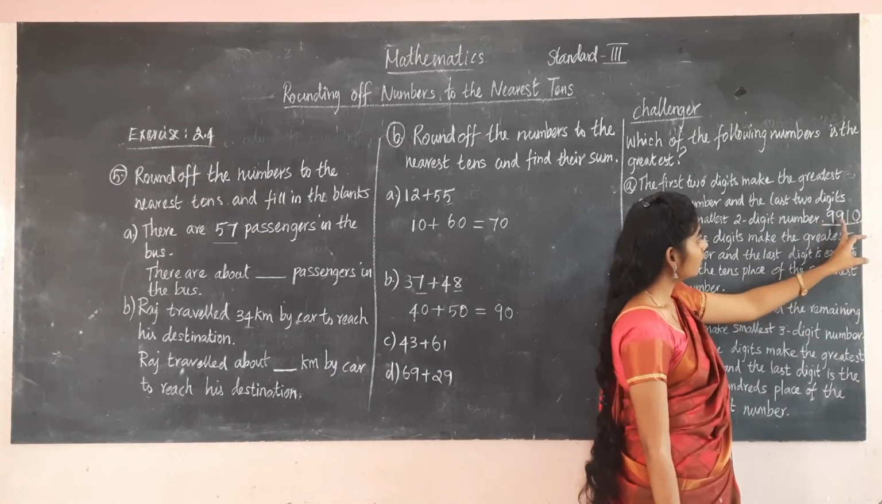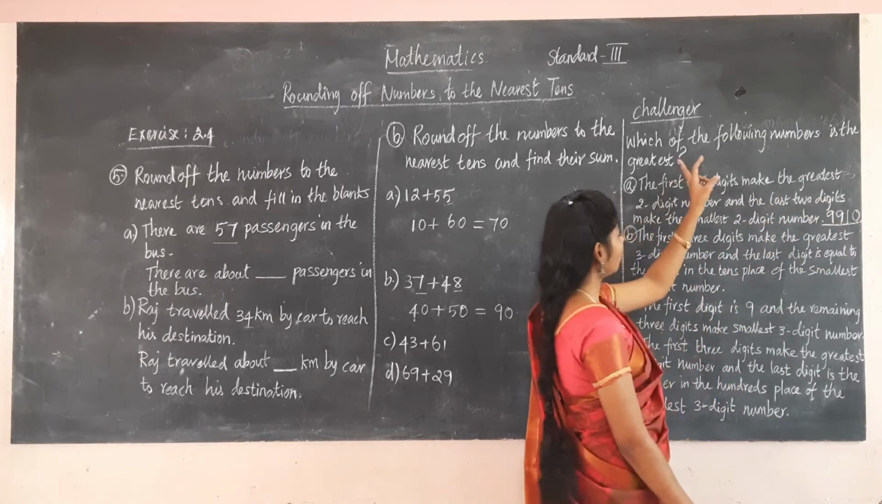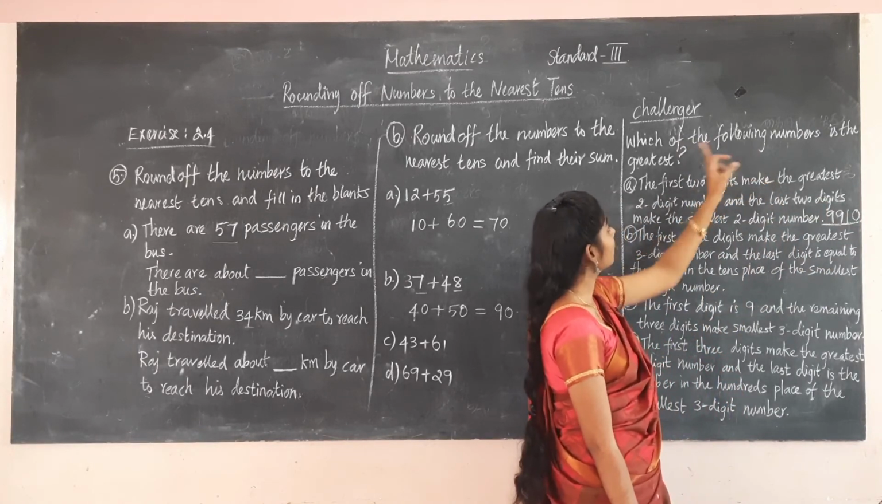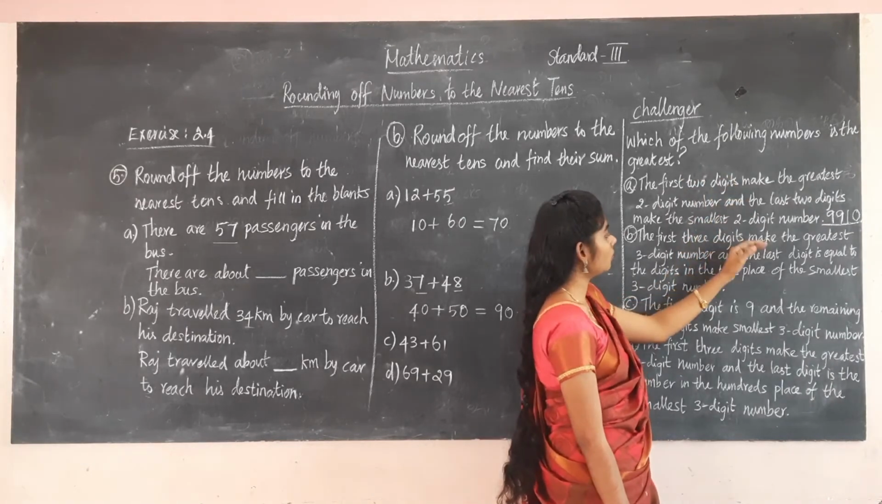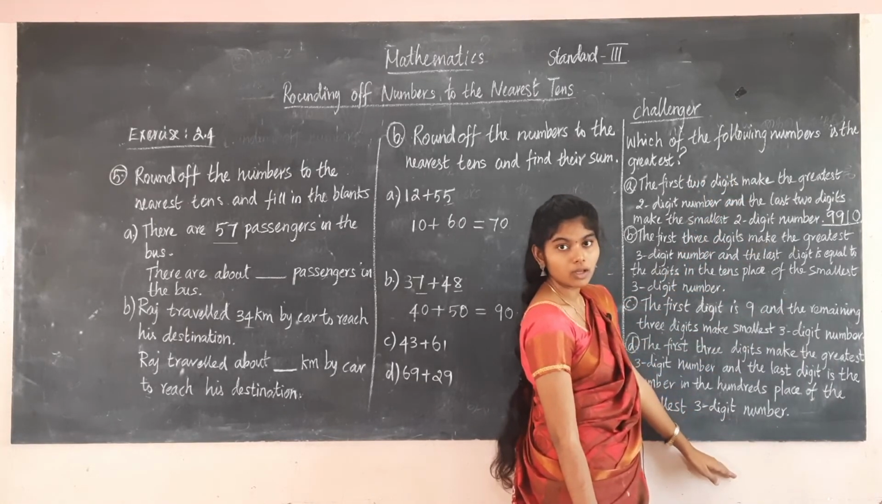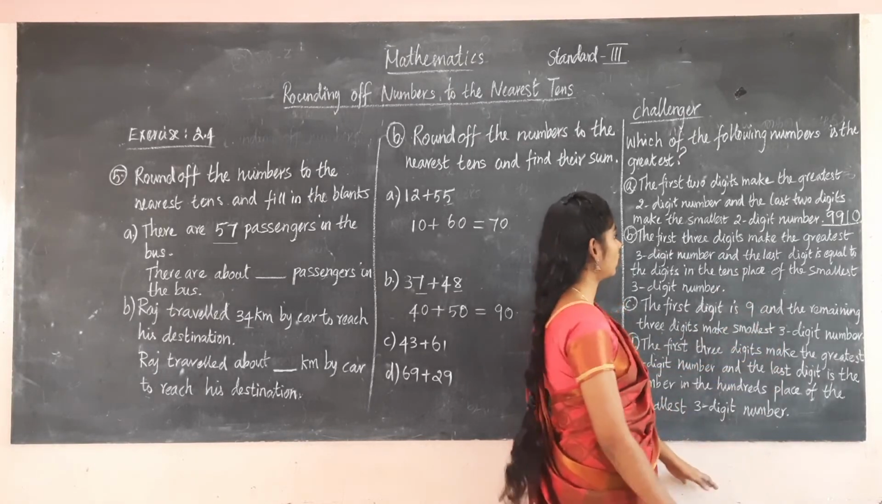So what is the answer? 9910 is the answer for the first one. What are we going to do? Which of the following numbers is the greatest one? You are going to find which is the greatest one. So first of all, find the number for each of the questions, and then we have to find which one is the greatest among these options.